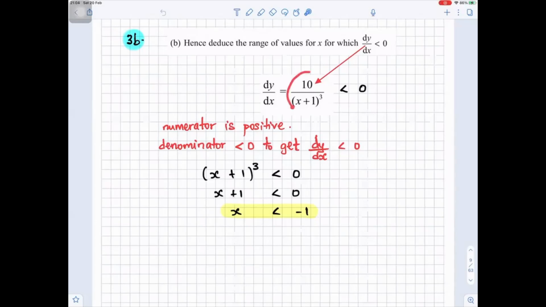If we want all of this to be smaller than 0, to be negative, all we can change is the denominator, because the numerator is always positive 10. So the denominator has to be less than 0. That means (x plus 1) cubed has to be less than 0. Take the cube to that side, it becomes cube root. Cube root of 0 is 0. So x plus 1 should be less than 0. Plus 1 goes to the other side, it becomes minus. So x should be less than minus 1. So when x is less than minus 1, dy over dx is less than 0.